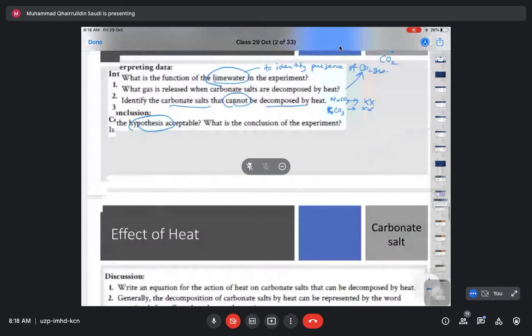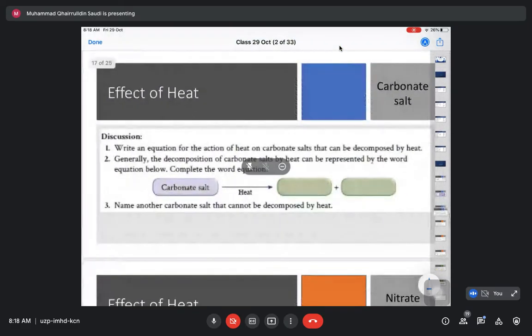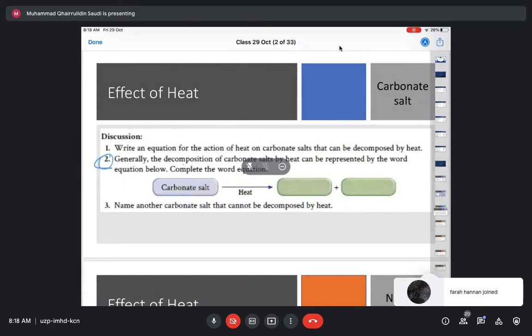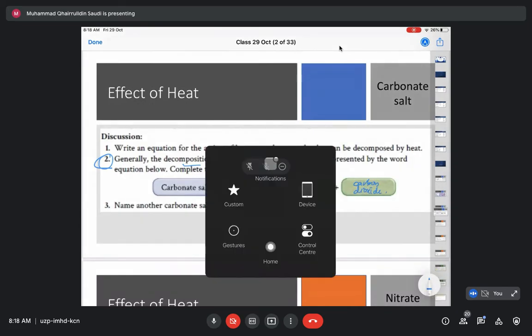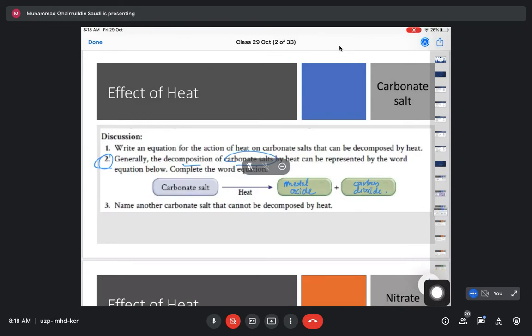Habis carbonate salt. Write the equation for the action of heat on carbonate salt that can be decomposed by heat. Kita tengok yang inilah, this one. Generally, the decomposition of carbonate salt, okay, akan dapat metal oxide plus carbon dioxide. Okay, ini adalah general one. So, kalau carbonate salt dipanaskan, dia akan menghasilkan metal oxide dan carbon dioxide gas. So, metal oxide tu, kalau awak ingat the colour, kalau dia ada colour, awak boleh identify apakah metal oxide tersebut. Awak boleh identify what is the metal inside, what is the cation inside the salt.